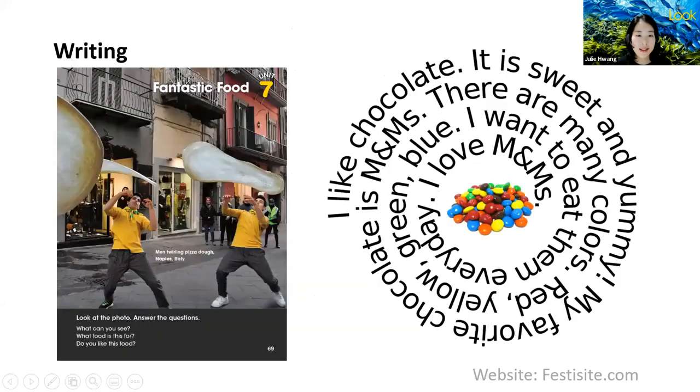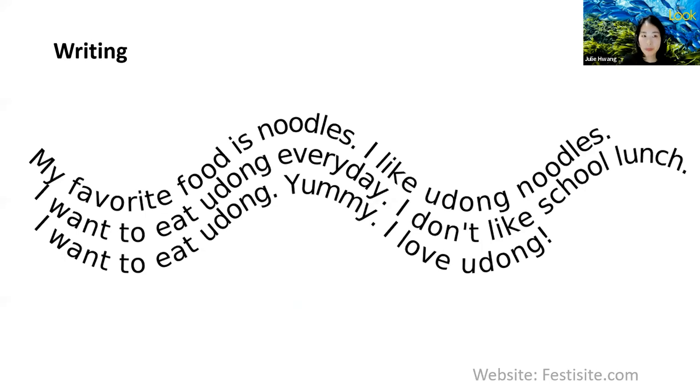And just another example with food: I like chocolate. What's your favorite chocolate? Kids said M&Ms, and they want to have it every day. And this student, he didn't like school lunch, cafeteria lunch. He said his favorite food is udon, noodles. I want to eat udon every day. I don't like school lunch. I want to eat udon. So yeah, yummy. I love udon. So this is something that you can use with your students.